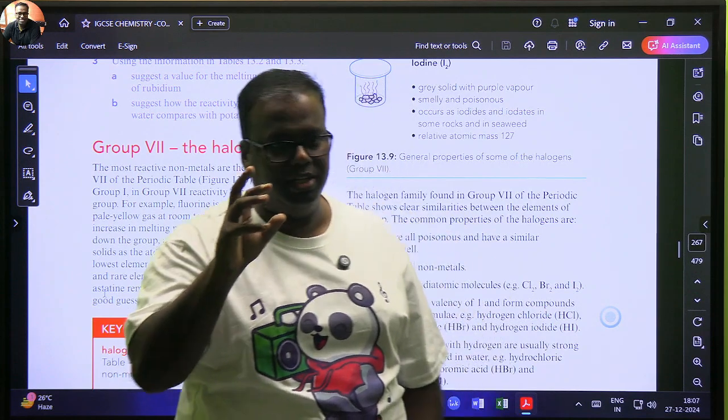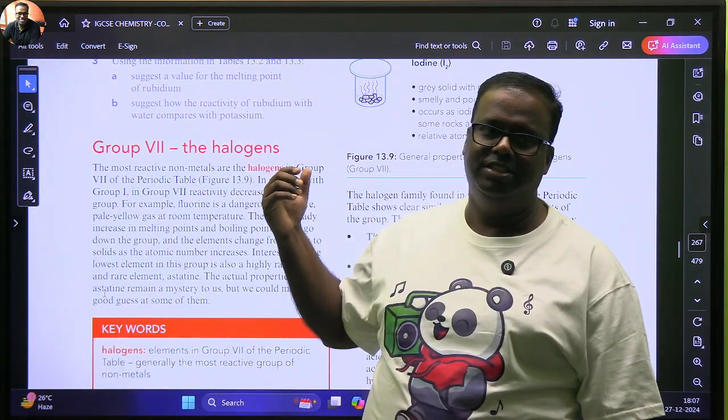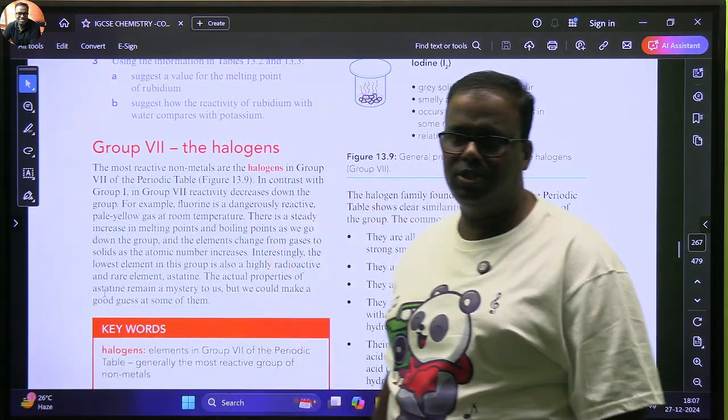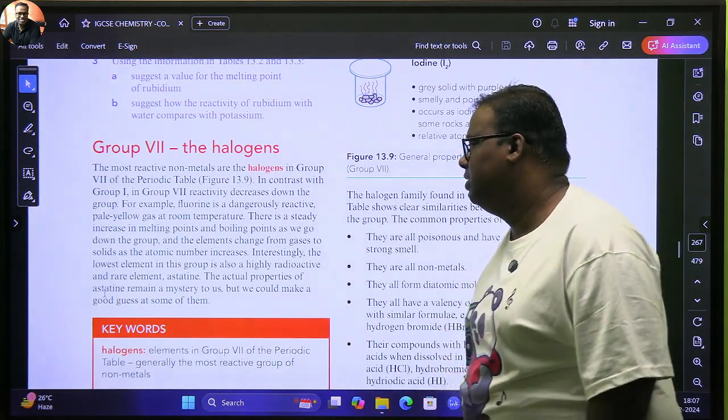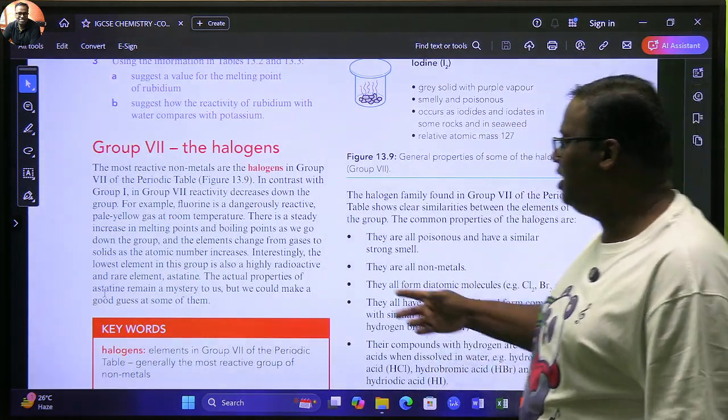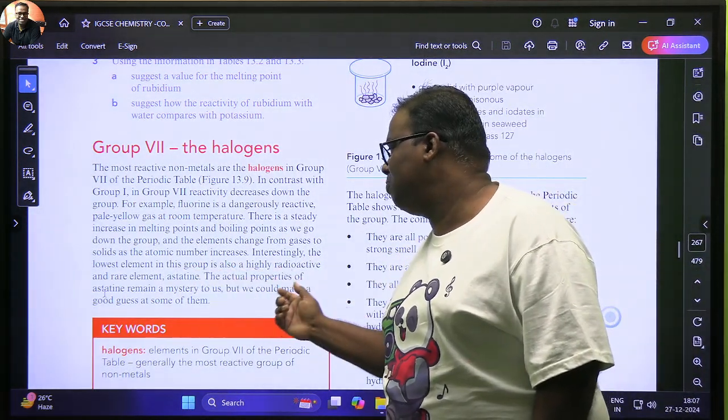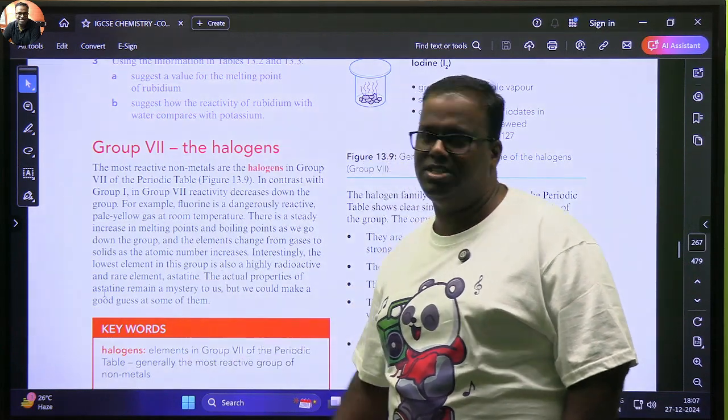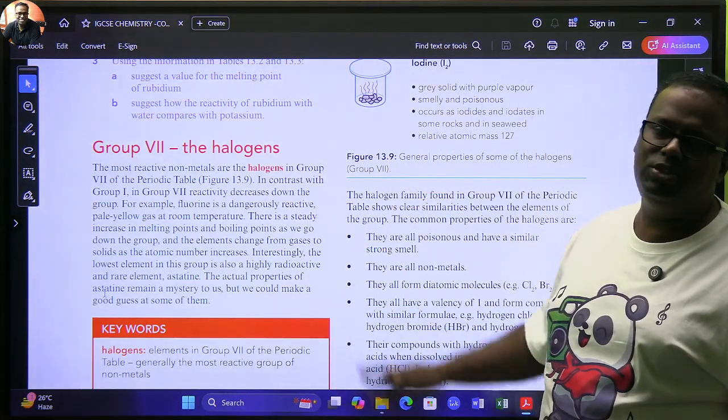Iodine is a solid. Fluorine is a gas. Iodine is in our salt, right? Iodine is a solid. Interestingly, the lowest element in this group is also radioactive and is known as astatine. So we do not count astatine.